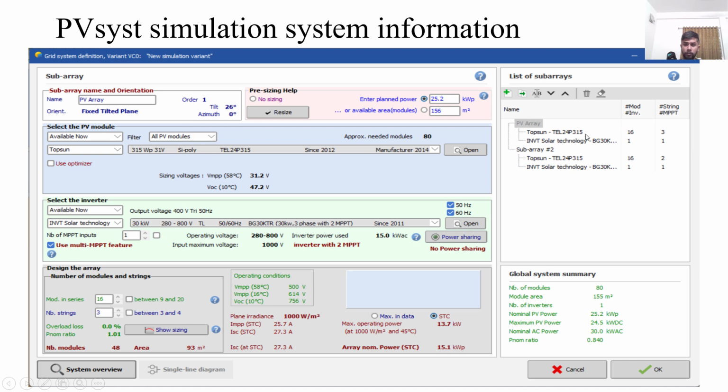Option TEL24P315 panels are used, 16 into 3 strings in the first array and 16 into 2 in the second sub array. So total is 80 modules. Total plant capacity is 25.2 and the area is 155 or 156 meters square. So this is the solar panel data sheet or information that we have fed, and this is the inverter module that is used for this calculation purposes.